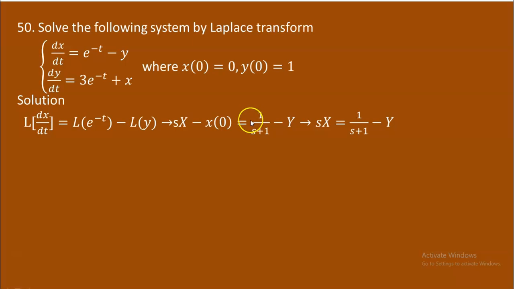x at 0 is equal to the Laplace of e to the power of minus t, which is 1 over s plus 1, minus the Laplace of y. The Laplace of y is capital Y, or you may call it Y of s. So when I use capital X, I mean X of s, and when I say capital Y, I mean Y of s. Here we know what sX is, and we know what x at 0 is. It is 0, so sX minus 0 is sX, which is equal to 1 over s plus 1 minus Y. You have to keep this as your first equation.